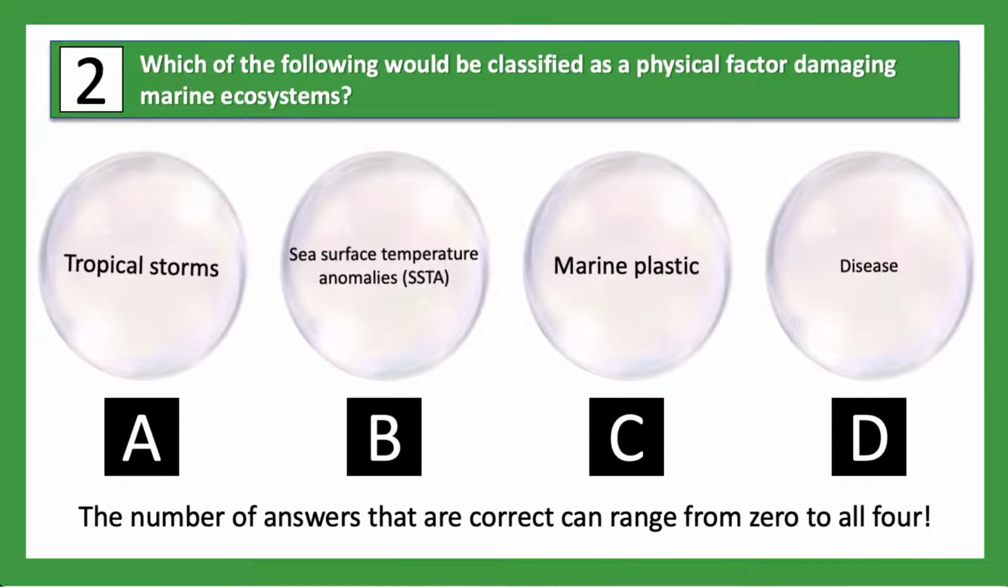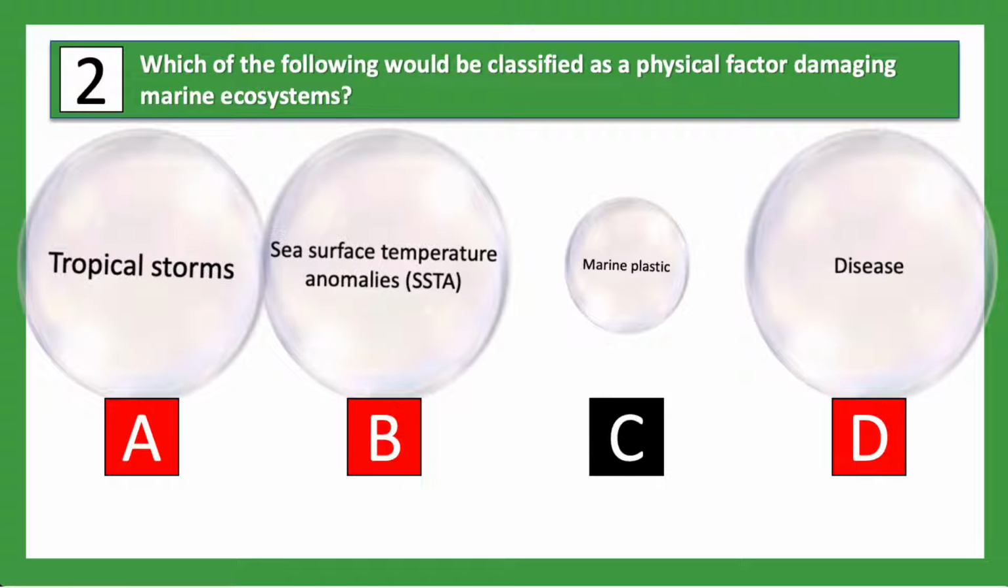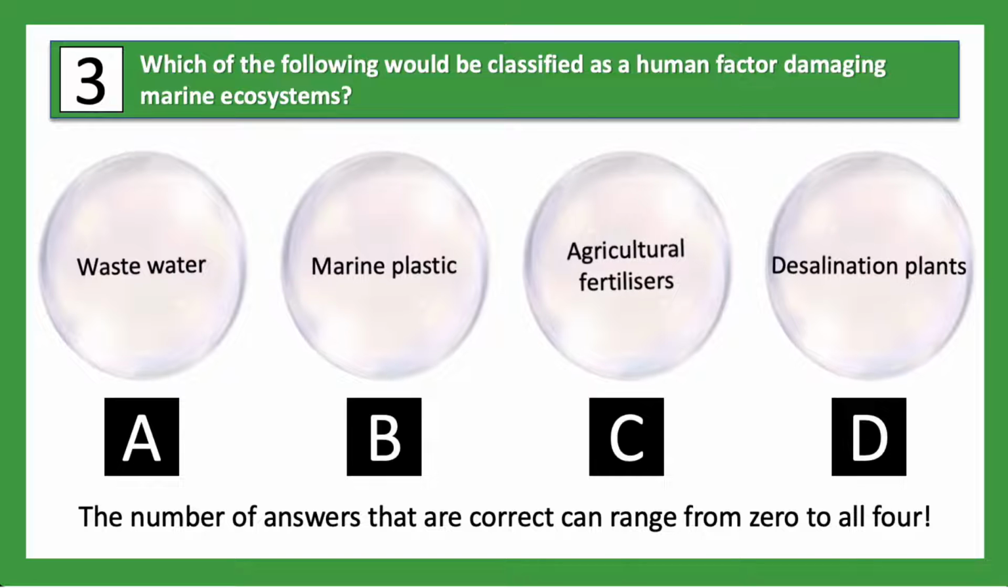So for question 2, which of the following would be classified as a physical factor damaging marine ecosystems? So tropical storms, sea surface temperature anomalies, marine plastic, or disease? What do you think? Pop your answer in the chat. Yeah, good answer there. Let's reveal the answers for everyone else. A, B, and D. So C, marine plastic is not a physical factor. Well done on those.